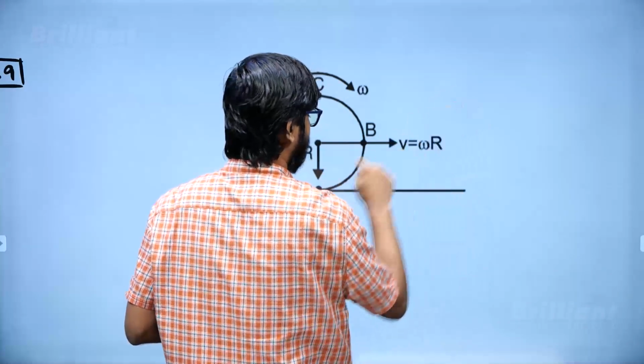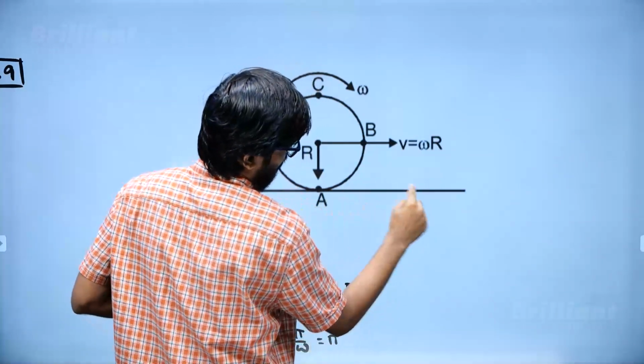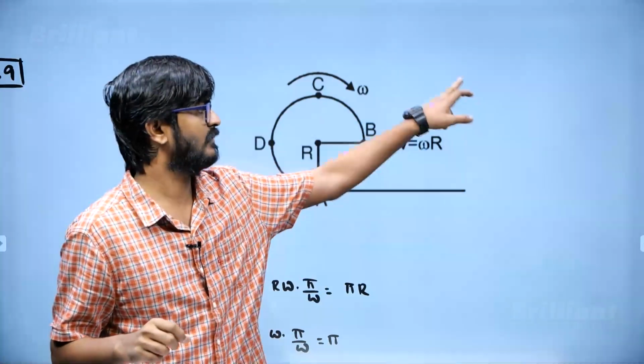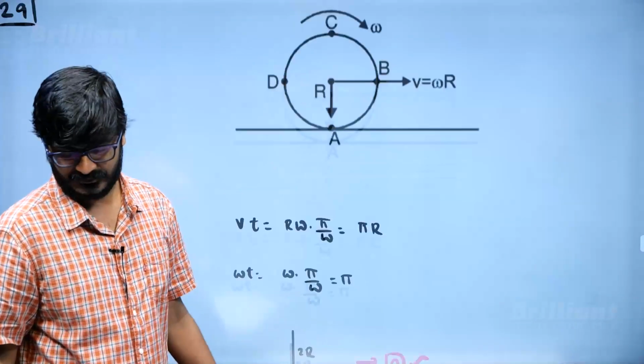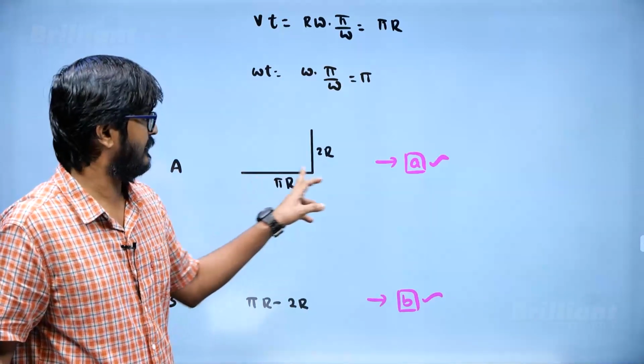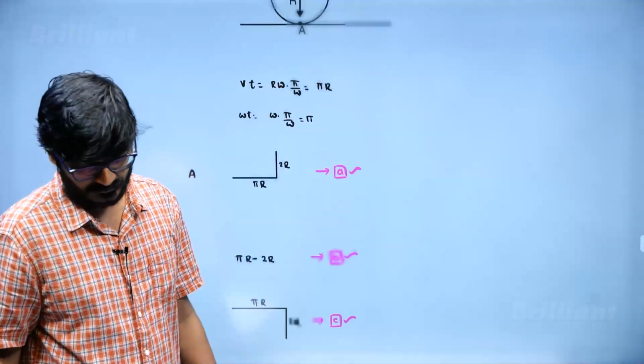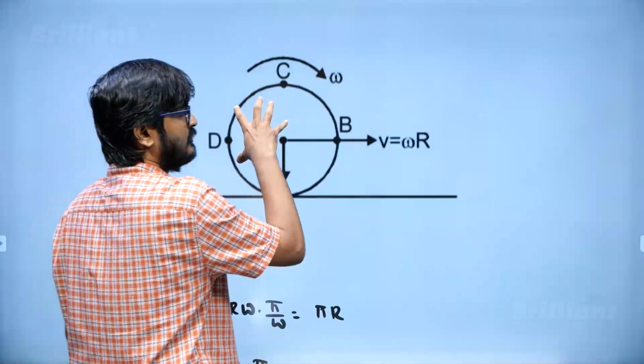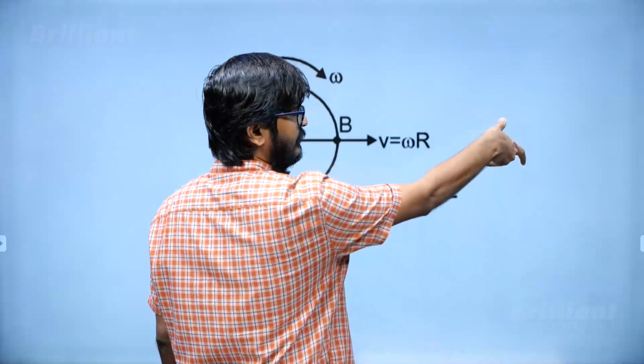So how much is the displacement? That is Pythagoras theorem, right? Pi r and 2r. What is the resultant of pi r and 2r? You will be getting root of, you can see it looks like this, right? Pi r and 2r. Now what about the next one? Displacement of B. Again, when you look at it like motion of the center of mass, it is pi r, and due to rotation what will happen?